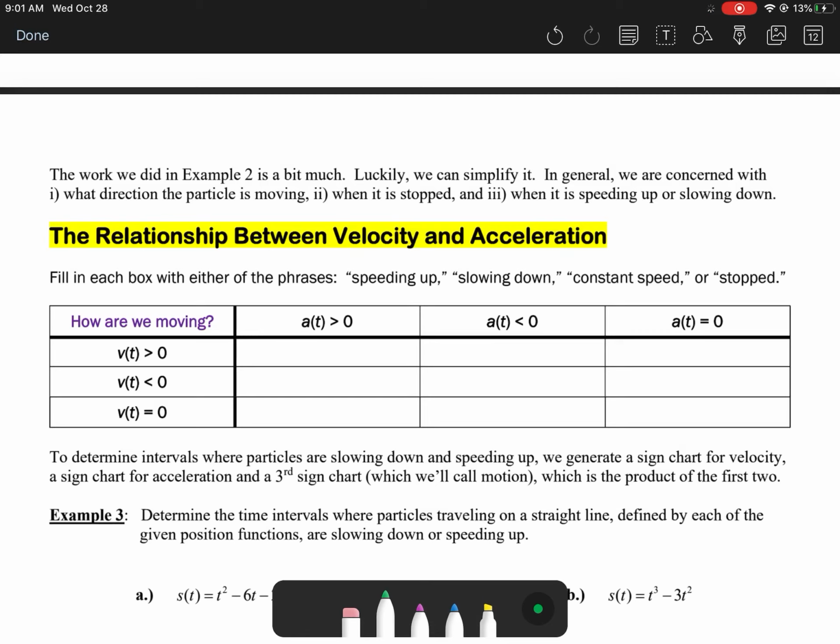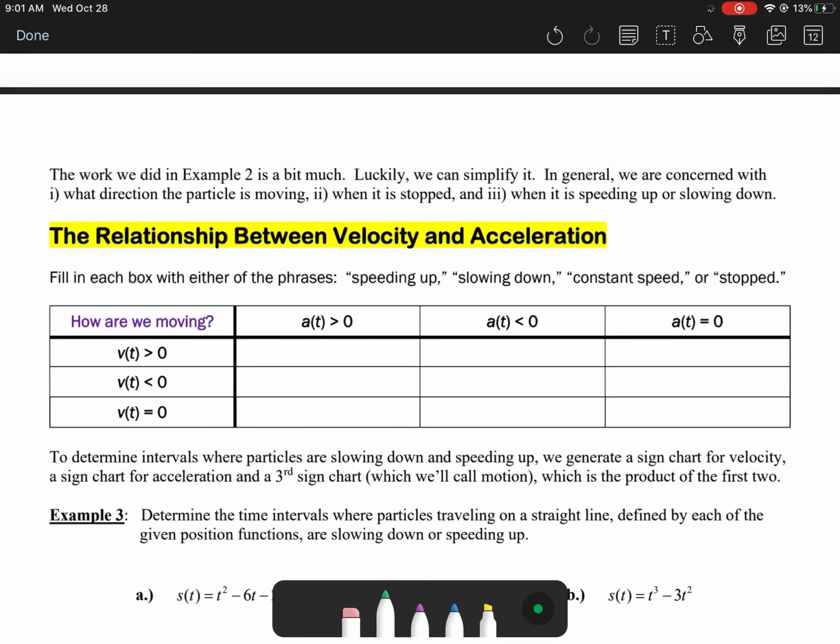So the work we did in example 2 is a bit much. That's not how it's going to look on the AP exam. What we can do though is look at it a little bit more simply. So in general, we are concerned with what direction the particle is moving and when it is stopped and when it is speeding up or slowing down. So those are our big things that we want to make sure we look at.